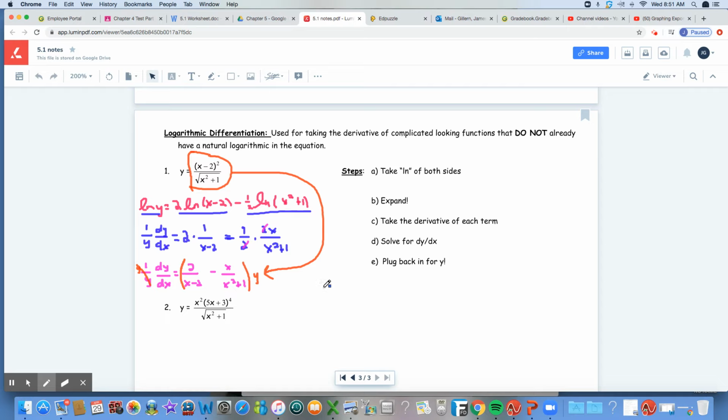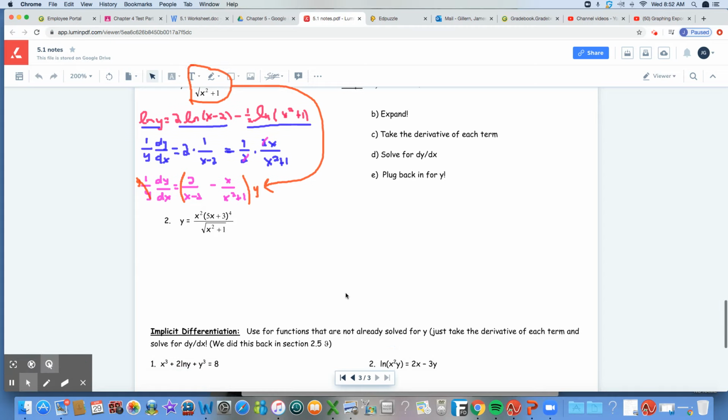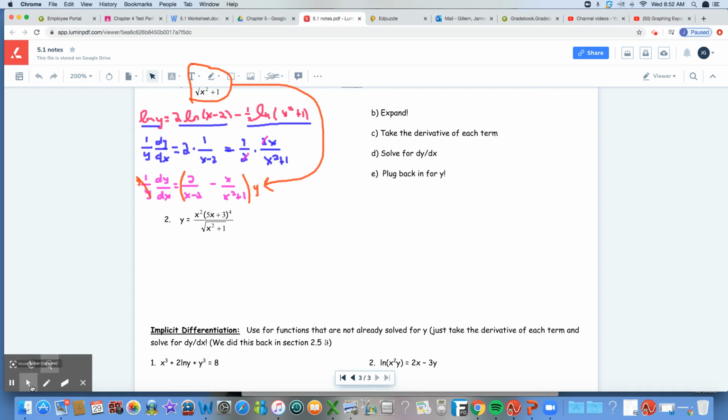All right, instead of rewriting all of it again, it's this times that. That's your answer. You can just leave it like that. Don't do anything else. All right, so let's try number 2.